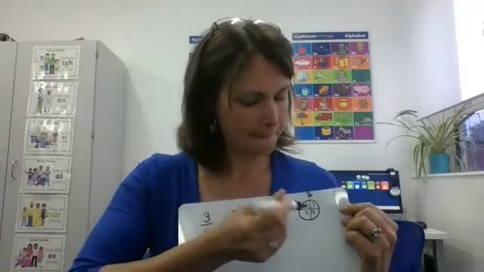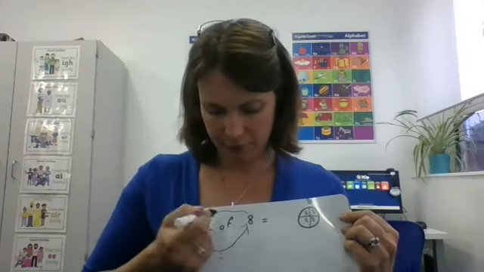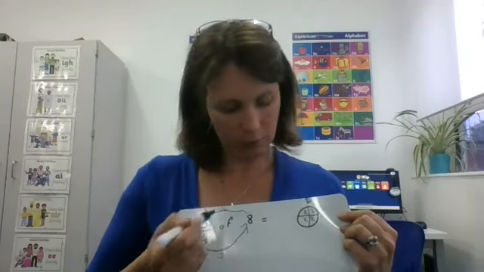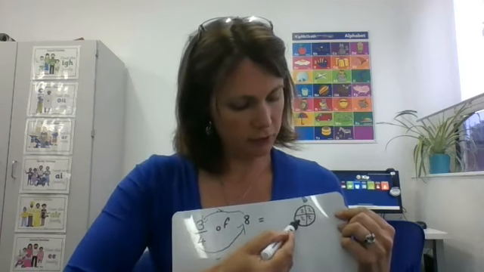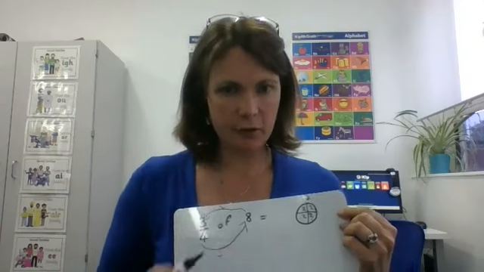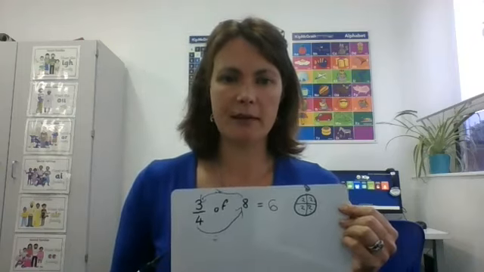We've got my 2, and then it says that I have 3 out of those 4. So I need 3 of them. So I need 1, 2, 3. So that's 2, 4, 6. So 3/4 of 8 would be 6. All right, is that okay?